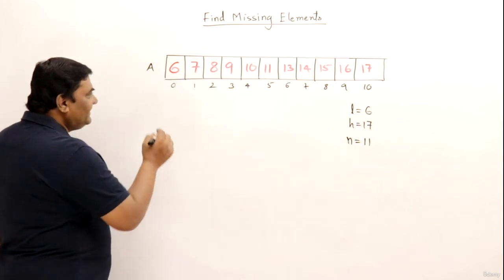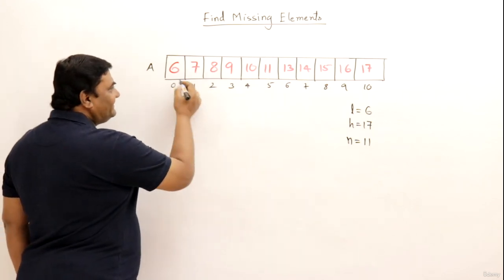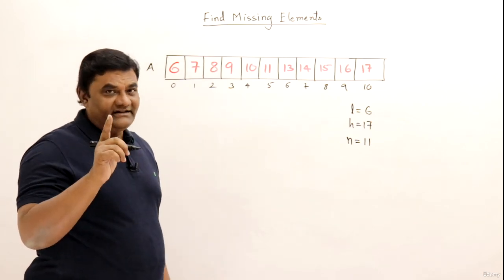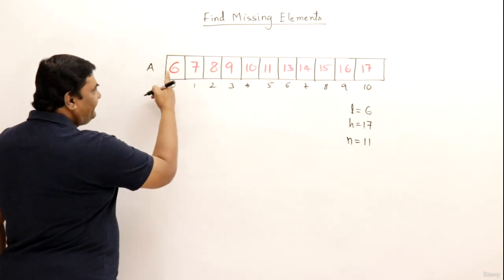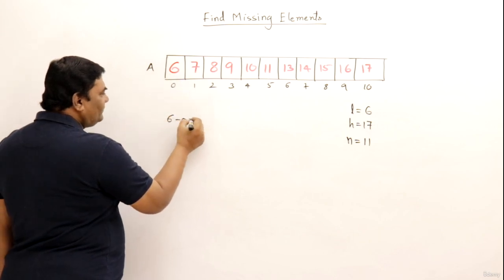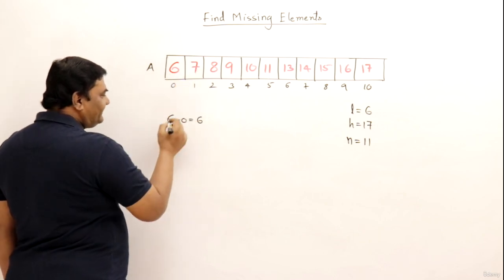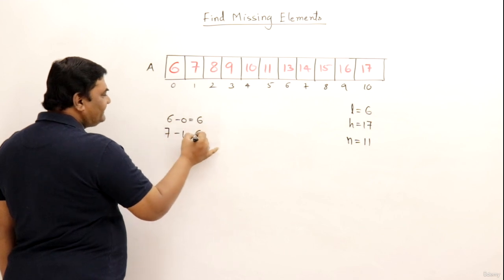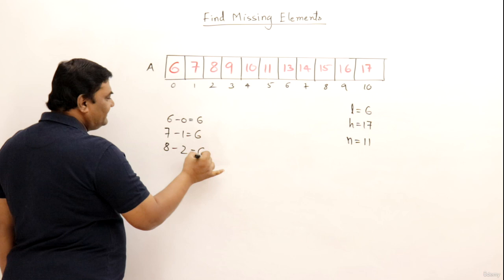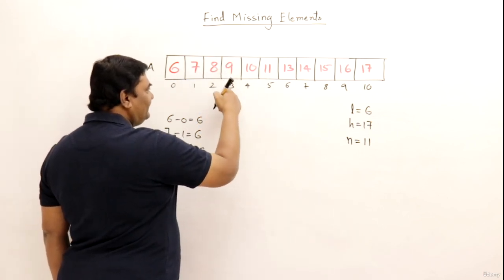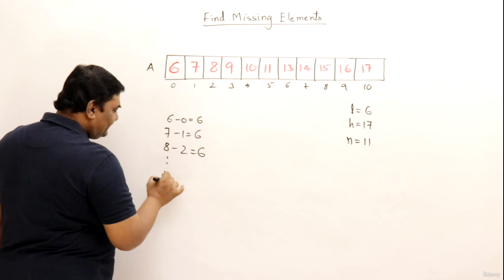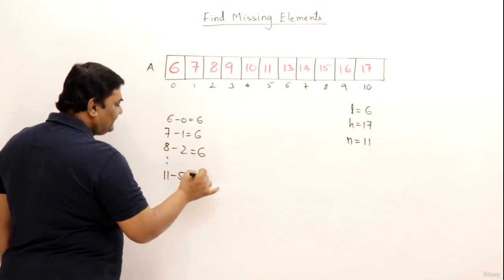See, the procedure is, if you take the indices, you can easily find out which number is missing. So here indices can help us. See, the difference between the first element and the index is 6 minus 0, which is 6. Next number and its index, 7 minus 1 is 6. So 8 minus 2 is 6. So for every number, if I take the difference, it is 6. 11 minus 5, that is also 6.